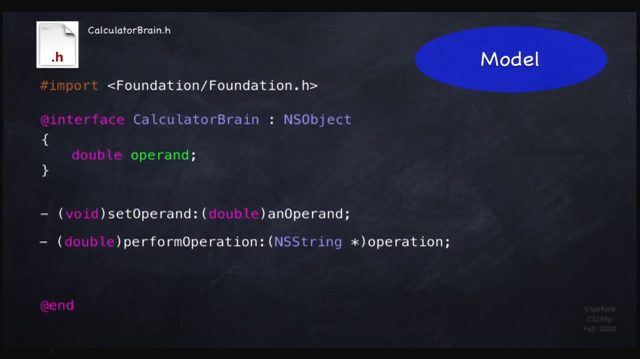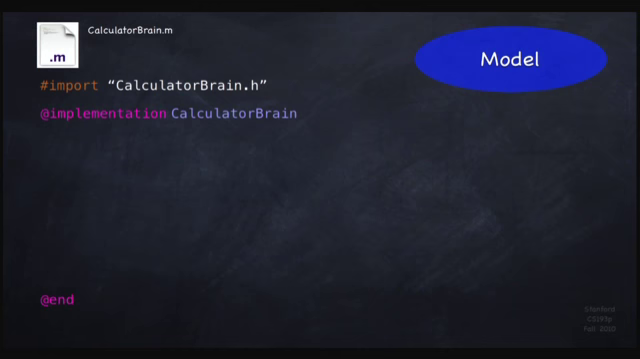So this is basically the starting public API of our model. I'm going to be adding a couple of instance variables I'll need in my implementation, but that'll be a little later. So now let's look at CalculatorBrain's implementation.